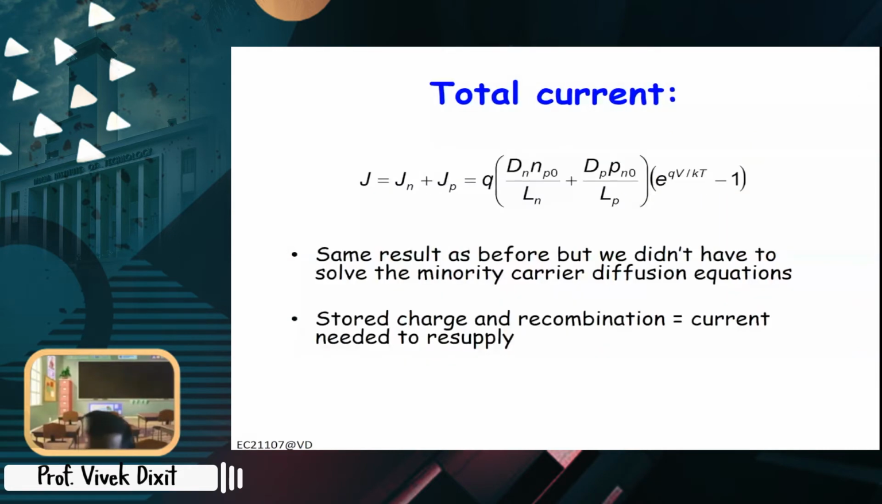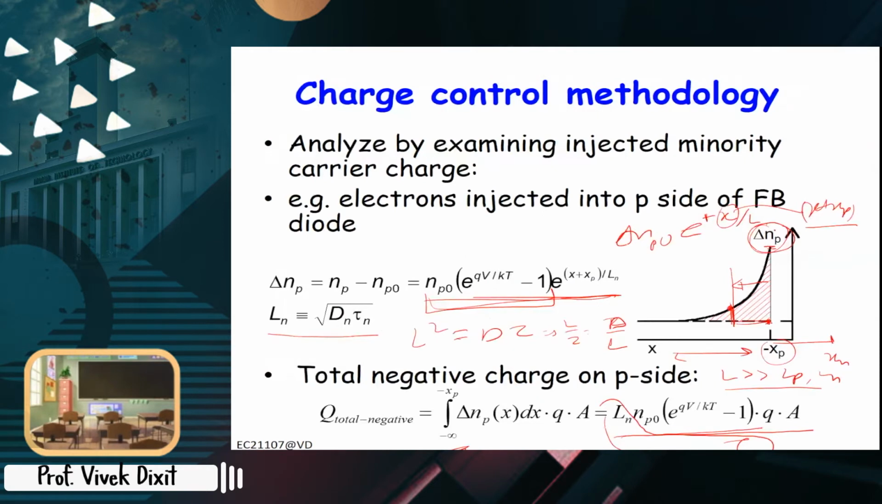So this is the expression for total current which you obtained from the charge control methodology. Now let us analyze this further. In forward bias and reverse bias, what does this current equation tell us? In forward bias, this V is positive. In reverse bias, this V is negative. So here, what will be this delta np? For forward bias, of course, it will go up. In reverse bias, this will go down.